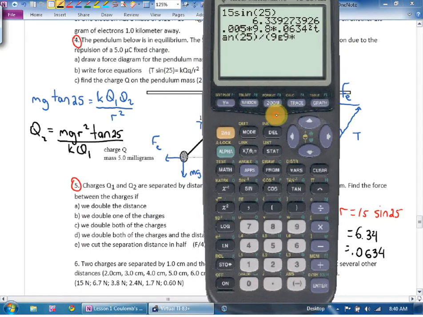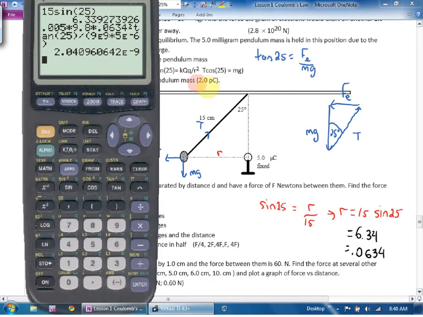5 microcoulombs, sorry, not micrograms, microcoulombs. 2 times 10 to the negative 9? I bet you pico is 10 to the negative 9, how much you want to bet. That's a guess, but see, I got a 2, so I'm pretty sure we're right.